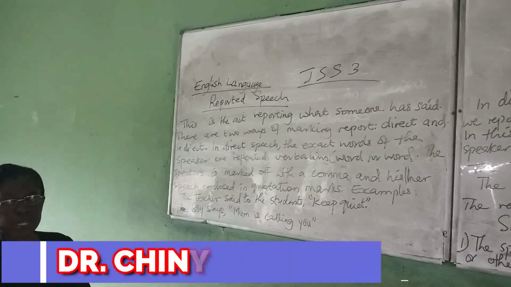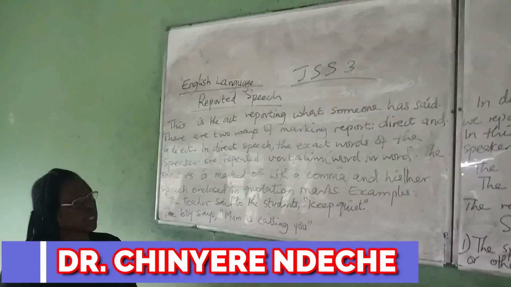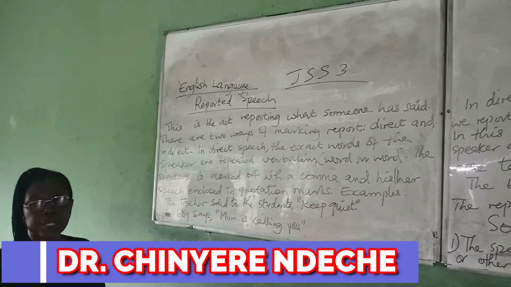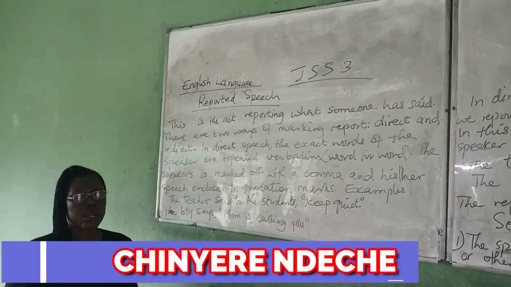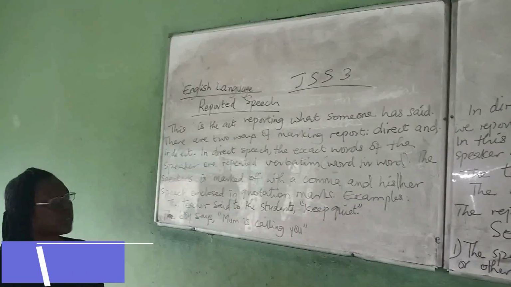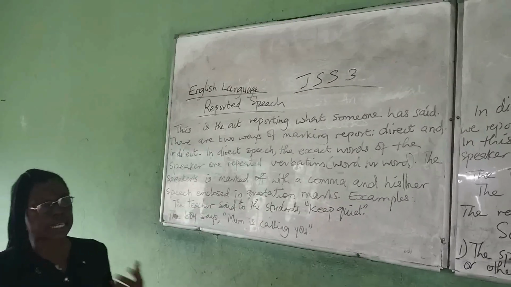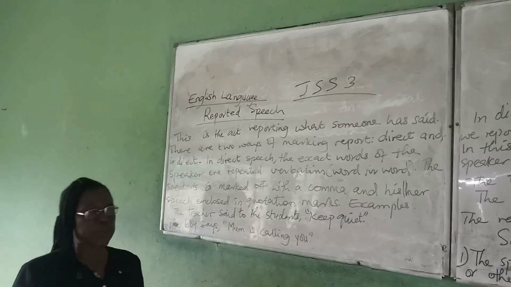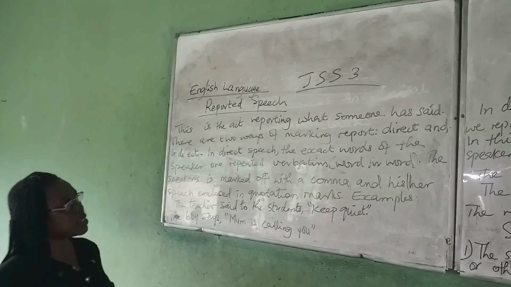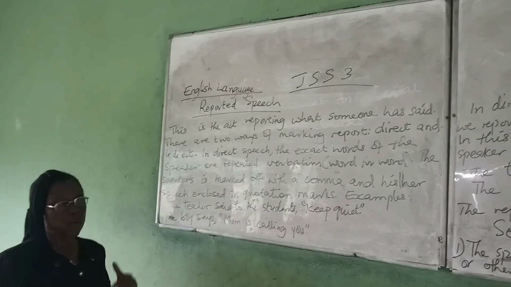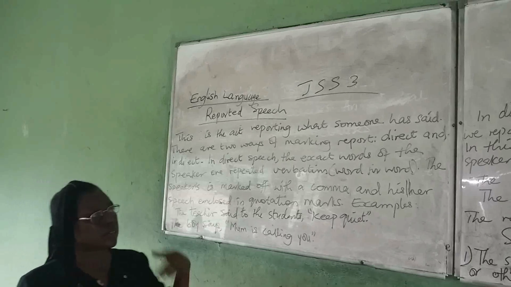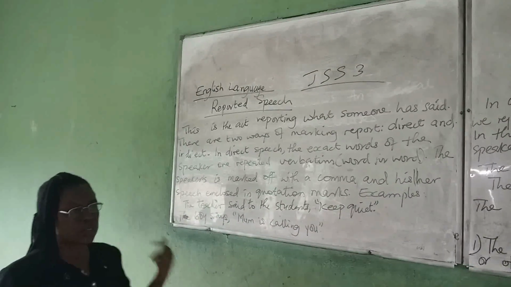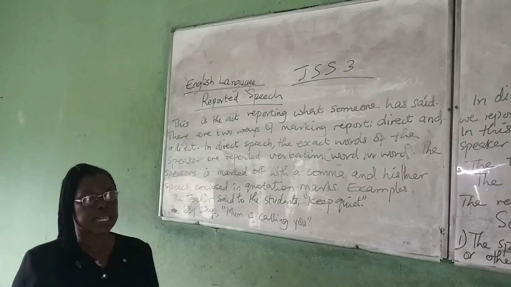Which I know you are familiar with, and that is reported speech. Under reported speech, that is when we repeat what somebody has said. We have two ways of doing reporting. It's either you report exactly the person's words, or you paraphrase what the person has said in your own words. When you report exactly what the person has said, it is direct report. But where you have paraphrased, that is using your own words, it is indirect.